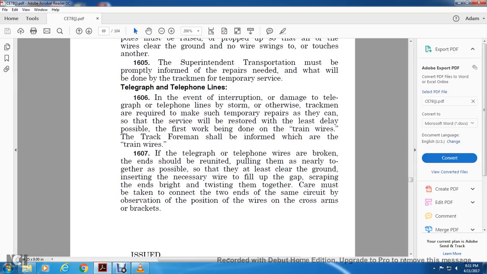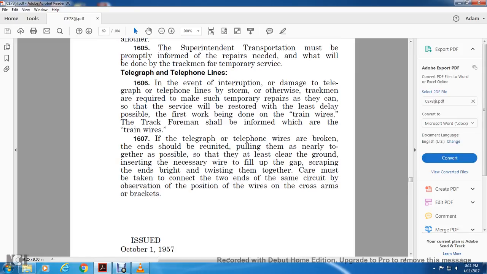First, work may be done with the train wires. The track foreman shall be informed which are the train wires. If the telegraph or telephone wires are broken, the ends should be reunited, pulling them as nearly together as possible so that they are clear of the ground, inserting the necessary wire to fill up the gap, scraping the ends bright, and twisting them together. Care must be taken to connect the two ends of the same circuit by observing the position of the wires on the cross arm and the bracket.